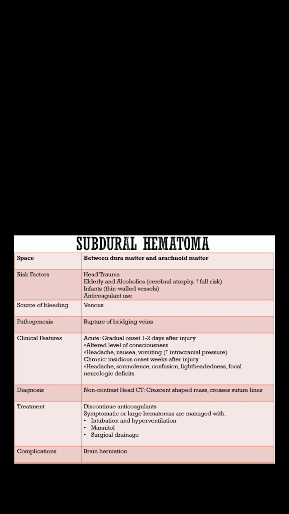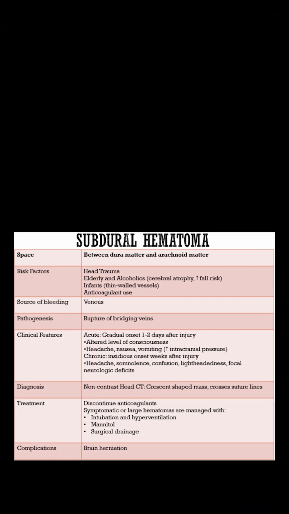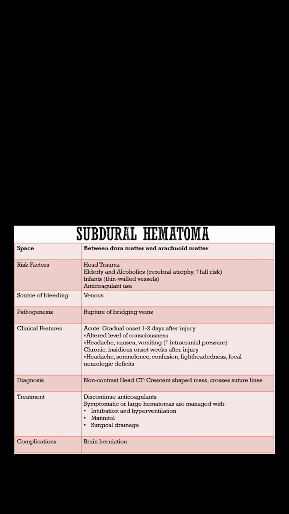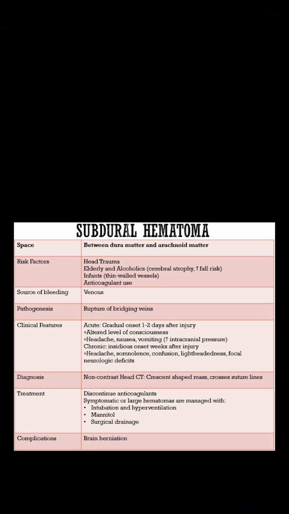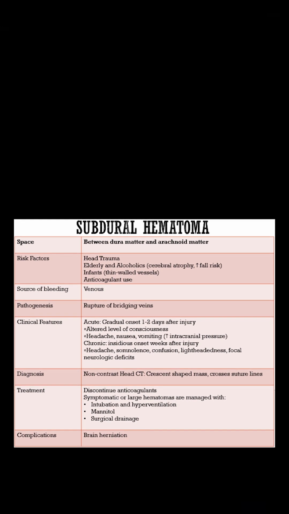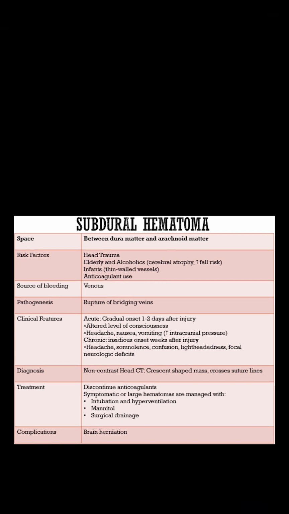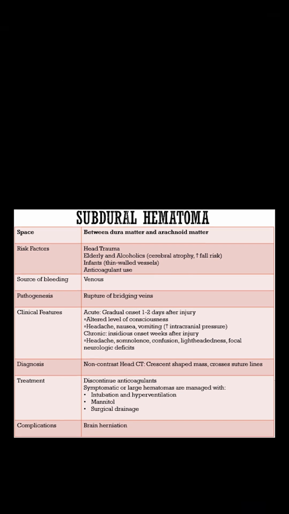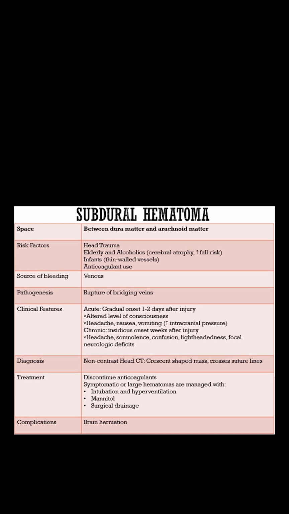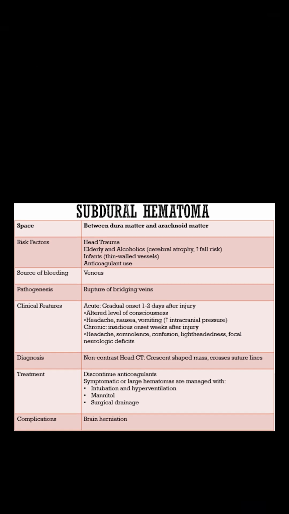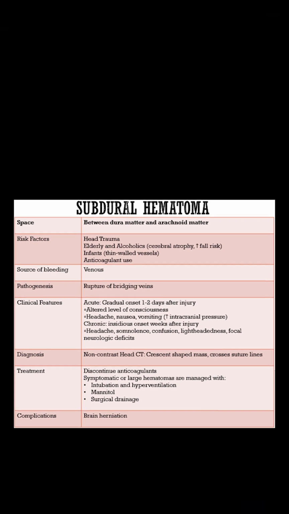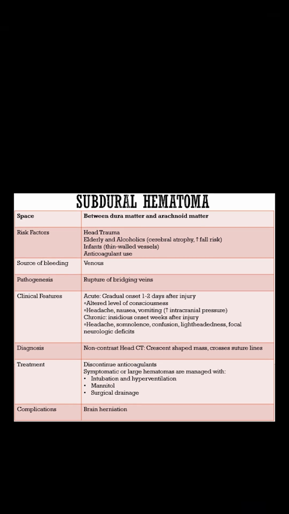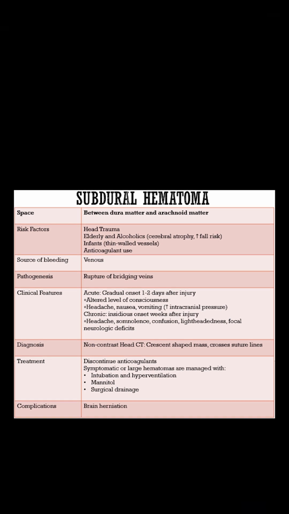A subdural hematoma can be acute with an onset about 1 to 2 days after injury. It can present with an altered level of consciousness and symptoms of an increased intracranial pressure, such as headache, nausea, vomiting. A subdural hematoma can also be chronic, with an onset about weeks after injury, and it can present with headache, confusion, somnolence, lightheadedness, focal neurologic deficits. A non-contrast CT scan of the head shows a crescent-shaped mass which crosses the suture lines.